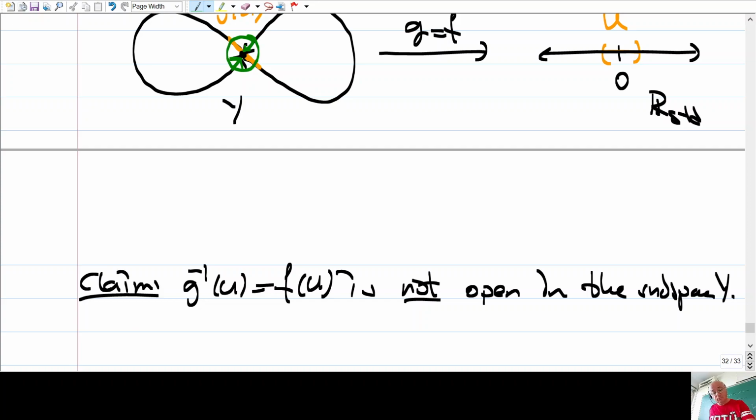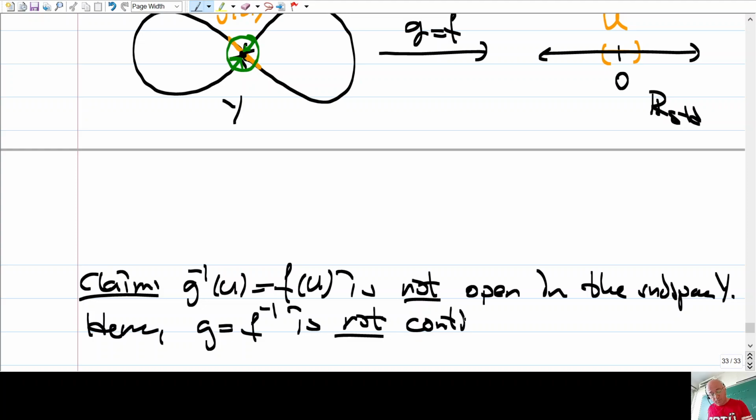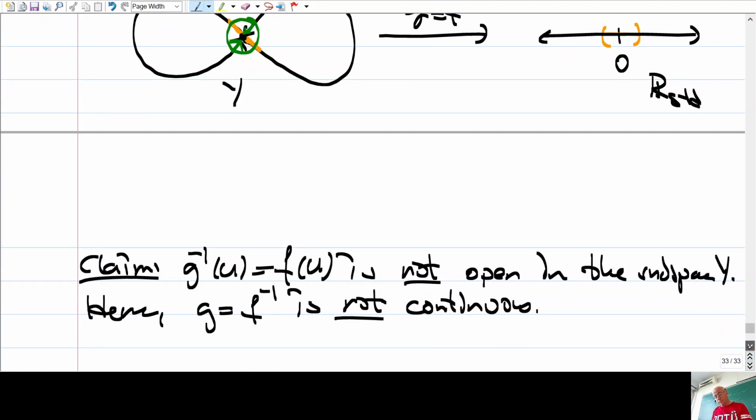Therefore, F inverse is not open. Hence, F is not open. So G, which is F inverse, is not continuous. And F is not a homeomorphism. Okay, F is not a homeomorphism.